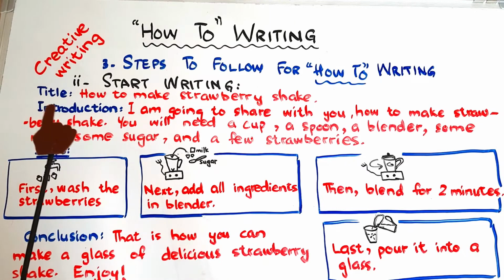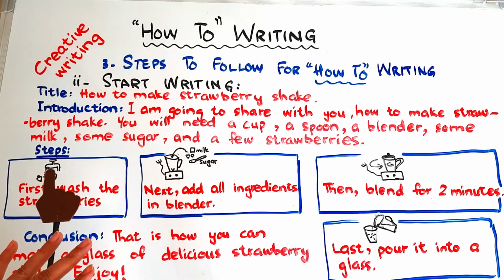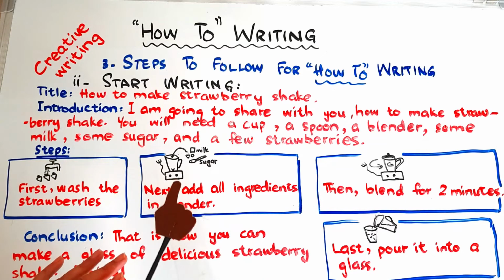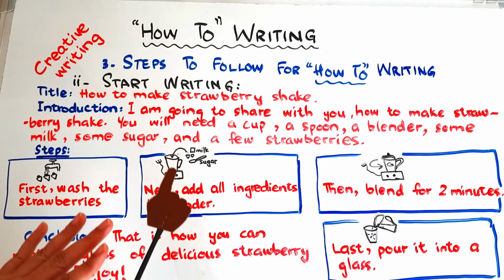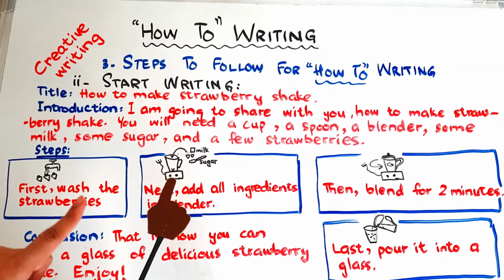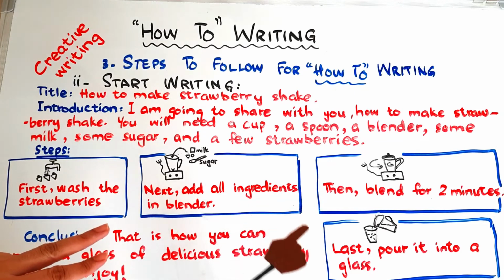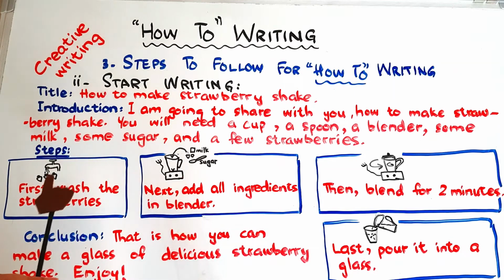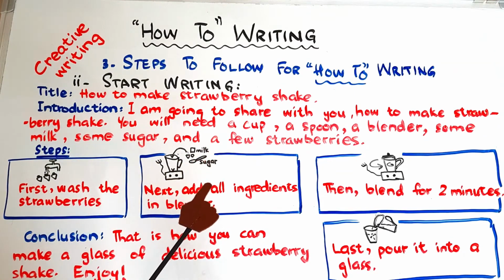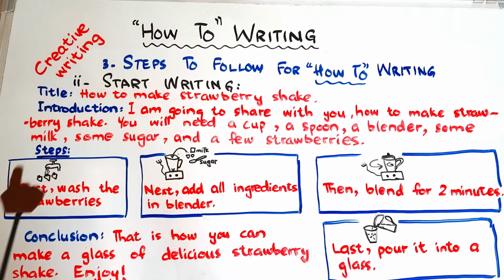After writing a title and an introduction, it's time to write the steps. Before the child is going to write his steps, remind him that he has to take care to write every event in order. Use transition words like first, next, then, and last, and also include some pictures to show their reader what is going on. So let's see what are the steps of making a strawberry shake.